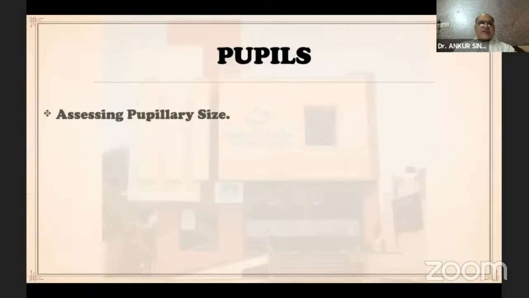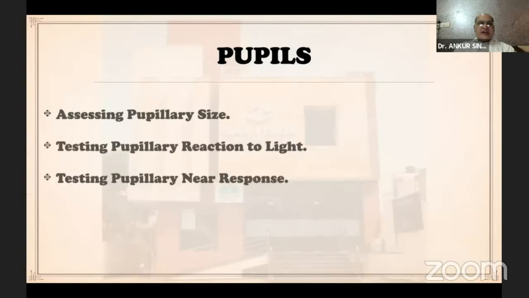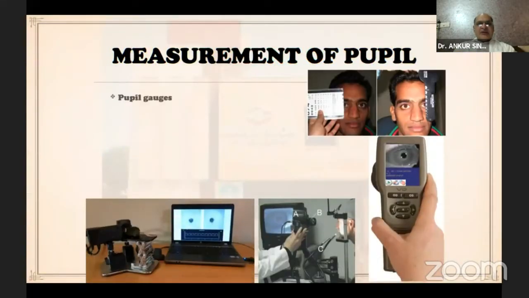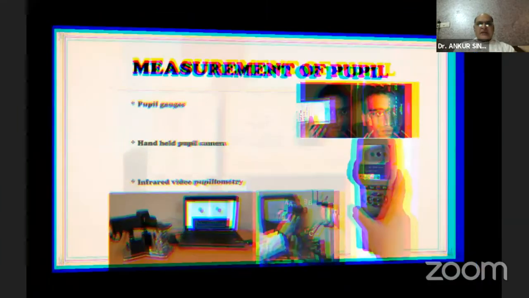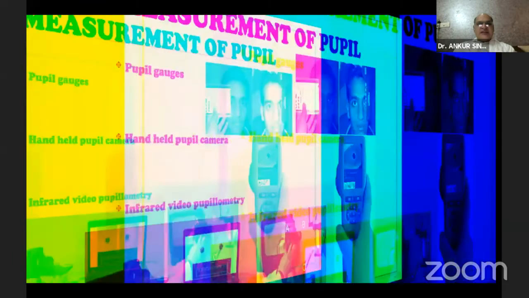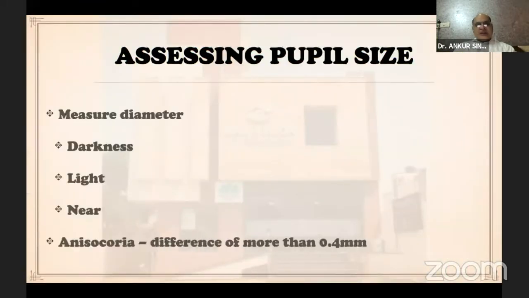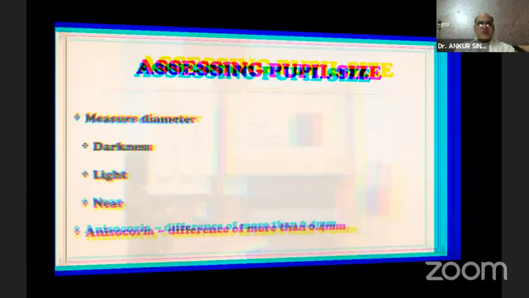Pupils, we have to assess the pupillary size, the reaction to light, the near response, dilatation, and testing the afferent pupillary defect. Measurement of pupil can be done with the help of pupillary gauges, which are easily available. We can also use a handheld camera or video pupillometry. The pupillary size should be assessed in darkness, light, and near. A difference between the two pupils of more than 0.4 millimeters is termed anisocoria.